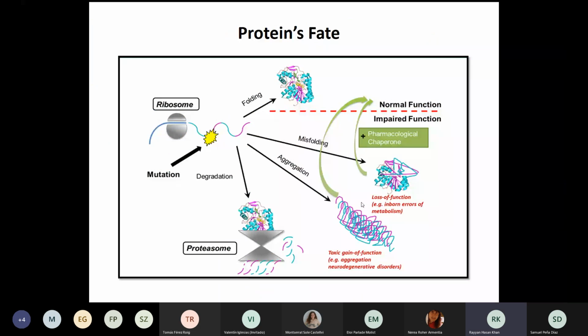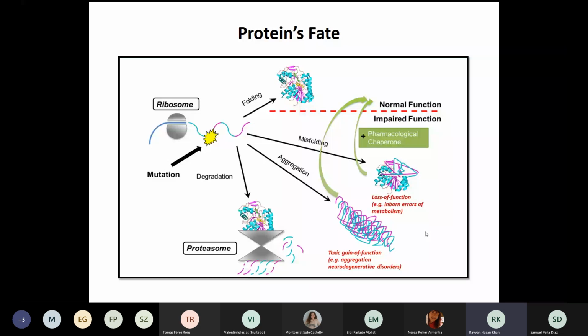Sorry for this disturbance. So anyway, once the protein is synthesized on a ribosome, it's going to fold properly and perform a normal function. But in some cases, you'll get misfolding of the protein, and in that case, there will be loss of function. If there is overproduction or a formation of sticky patches, that may lead to the formation of aggregates of the protein, and this is going to gain a toxicity. And this leads to neurodegenerative disorder.